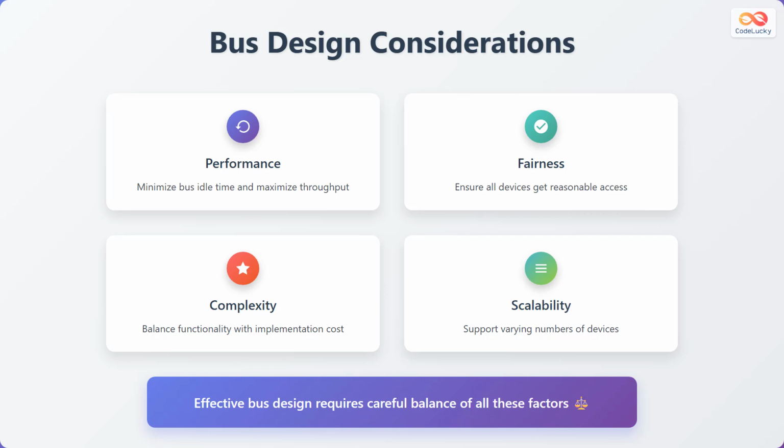Finally, let's consider some important factors in bus design. We need to consider performance. Aim to minimize bus idle time and maximize throughput. Fairness is also important. Ensure that all devices get reasonable access to the bus. We need to consider complexity. Balance functionality with implementation cost. Lastly, scalability needs to be taken into account. Consider supporting varying numbers of devices. Effective bus design requires a careful balance of all these factors.